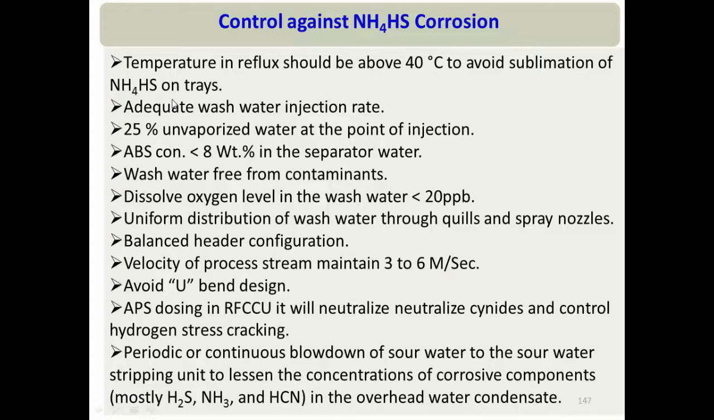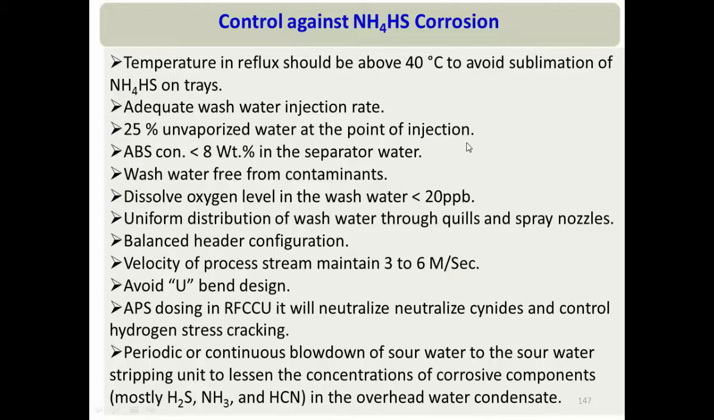Another important point is that we should inject wash water in adequate amount, and we have already discussed why, because the corrosion rate increases when the concentration of ammonium bisulfide goes very high, so an adequate wash water injection rate is required. And generally what we find is that for hydroprocessing units, the wash water rate usually turns out to be 5 to 7% of the feed in terms of volume percent, and if you are adding in that amount, then generally we found that the ABS concentration is below 5 weight percent, so the corrosion rate will be controlled.